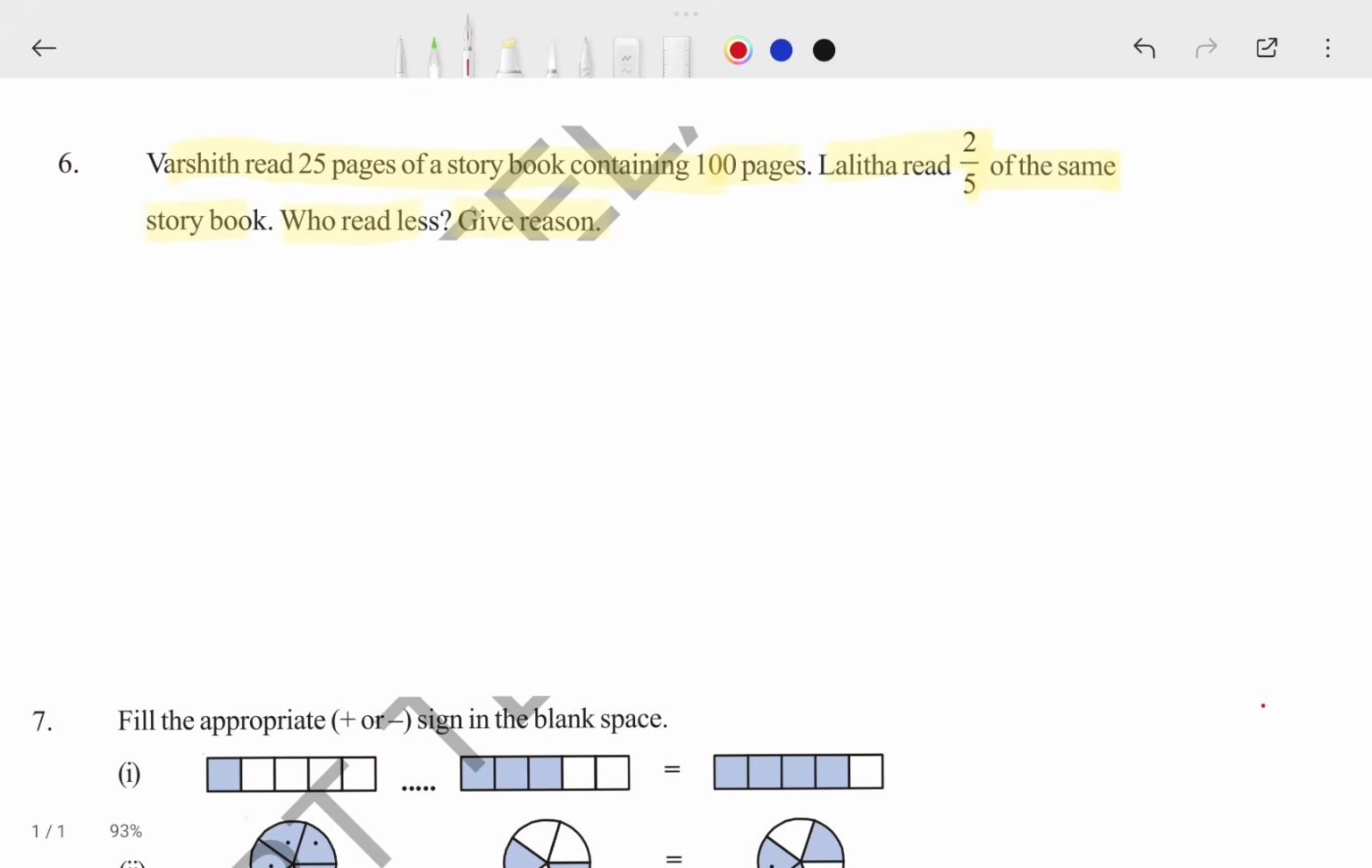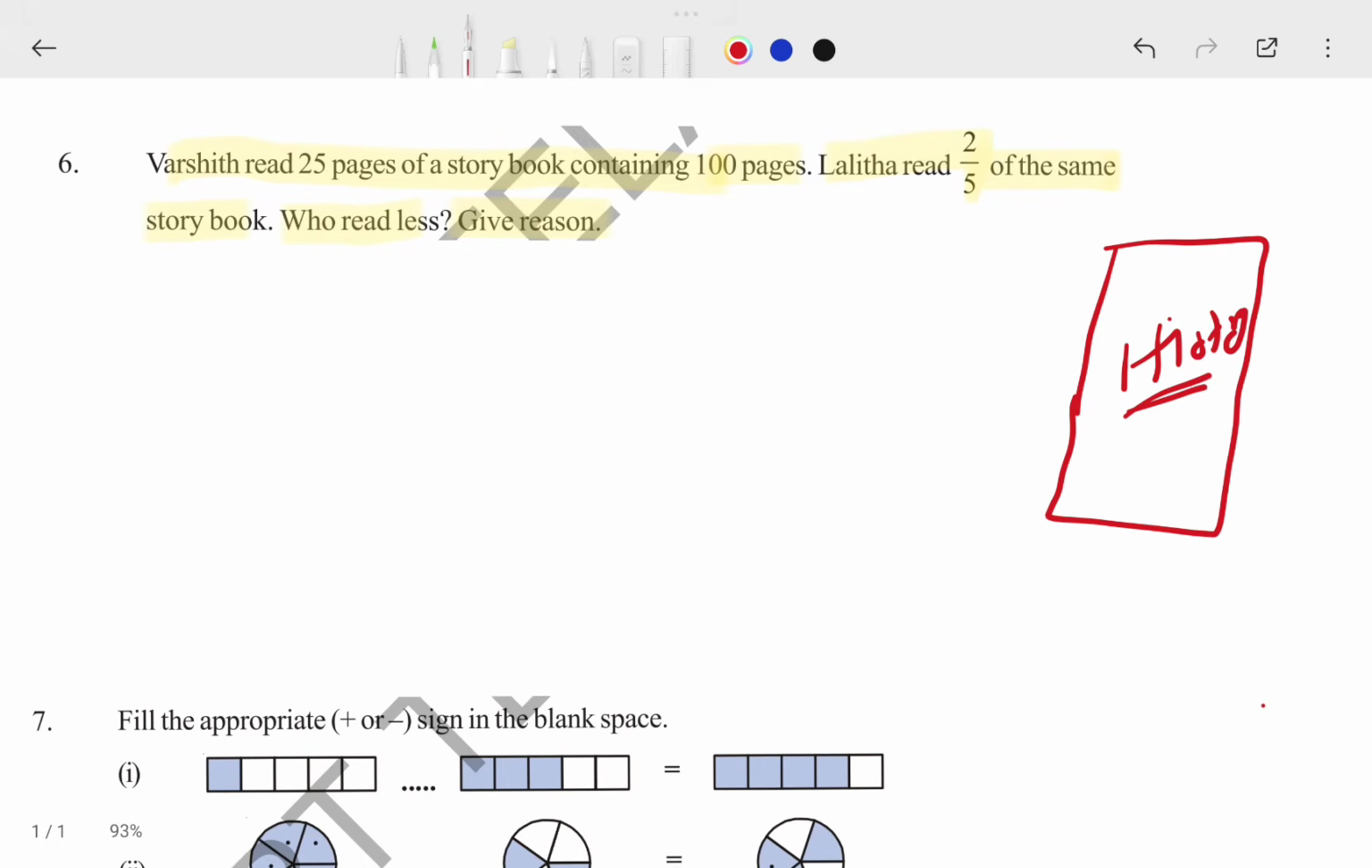Generally, let's think this is a history book, and this is a total 100 pages book. So what will happen? There is a girl whose name is Varsita, whatever her name is. This is a 100 pages history book.